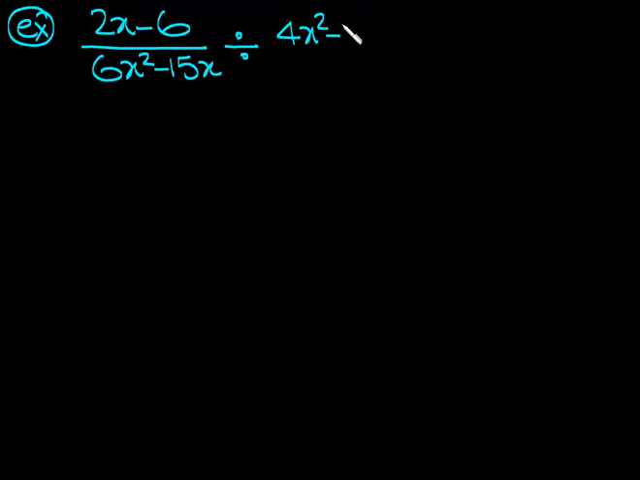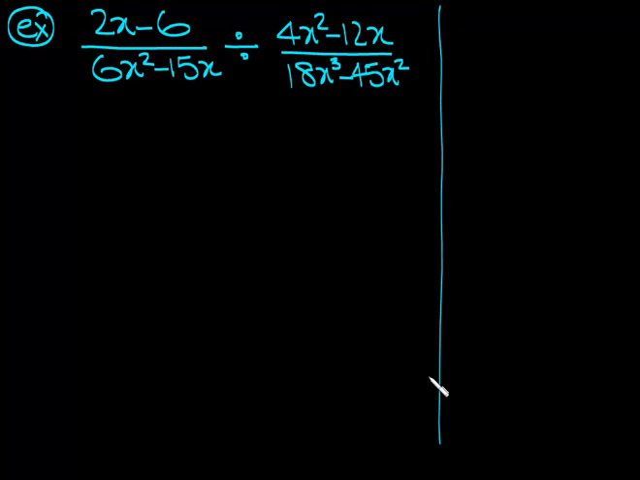So let's say you have 2x minus 6 divided by 6x squared minus 15x, divided by 4x squared minus 12x divided by 18x cubed minus 45x squared. So let's take a look at this. Again, it's a rational expression. They've asked us to simplify. Make this simple, because a lot of things are happening here.